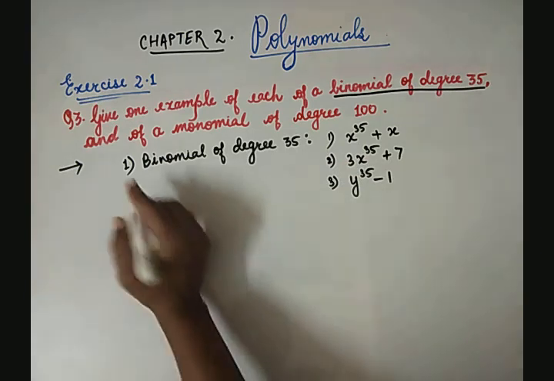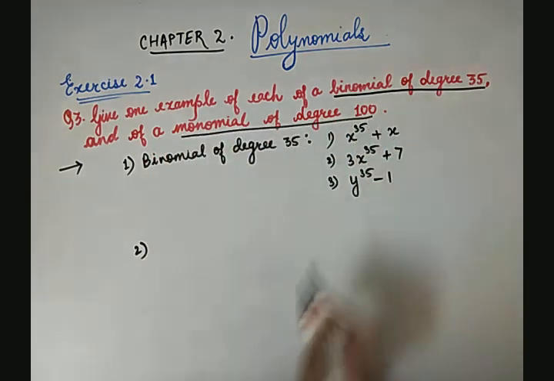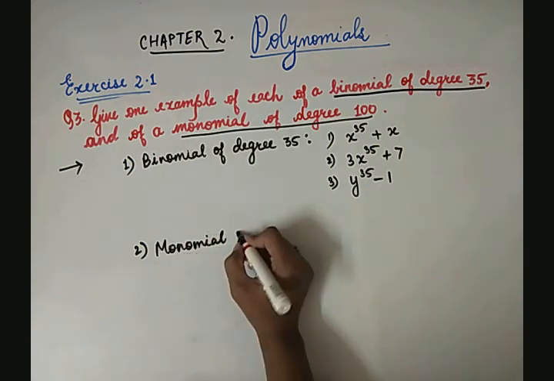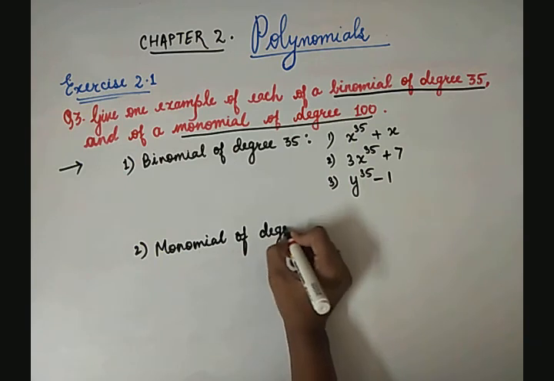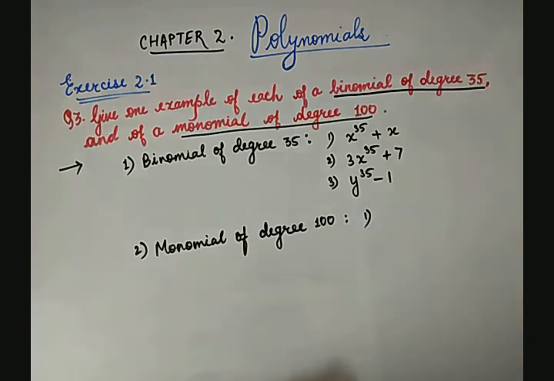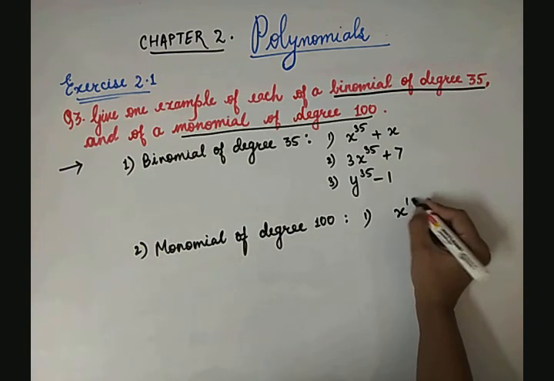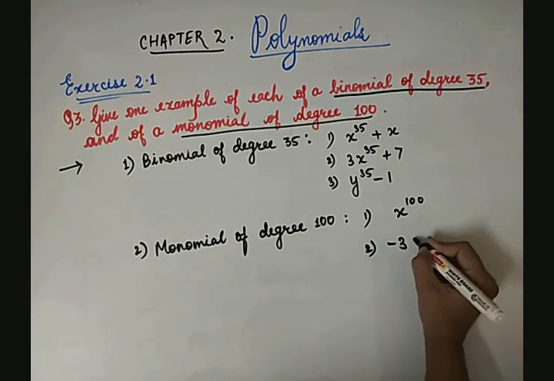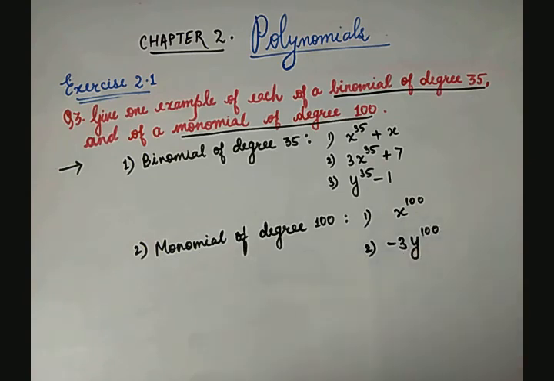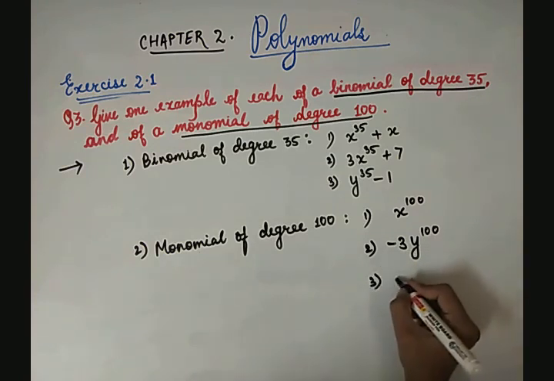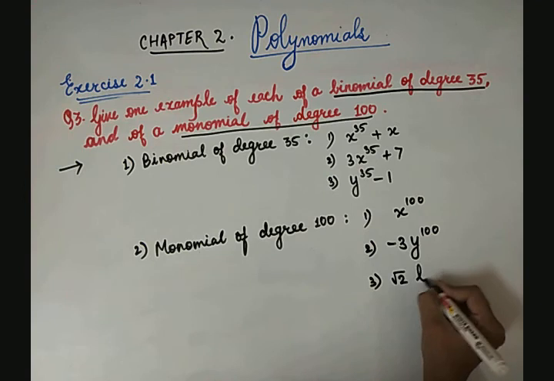Now the second part is a monomial of degree 100. So let us write a few examples. Monomial means what? How many terms? Single term. So I can write x raised to 100. Second, minus 3y raised to 100. Degree is 100, the highest power. Then third, I can write root 2 t raised to 100.